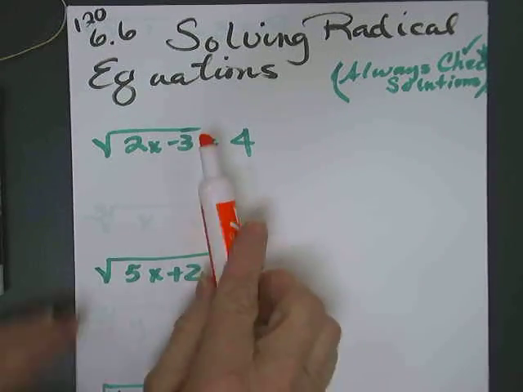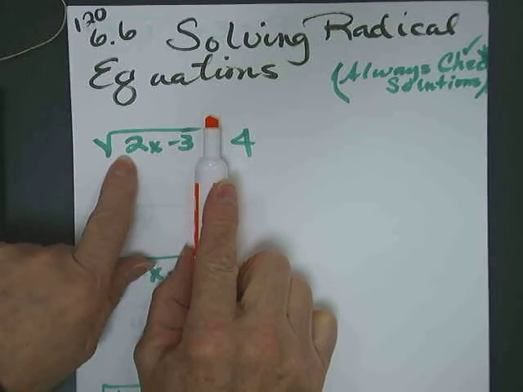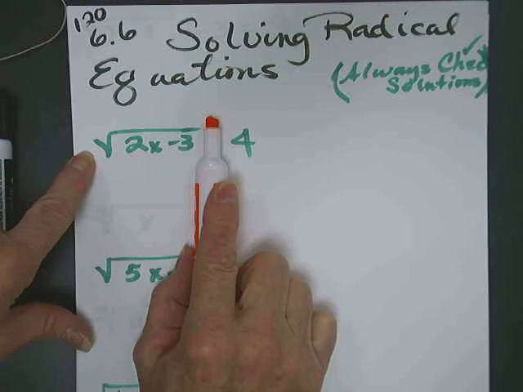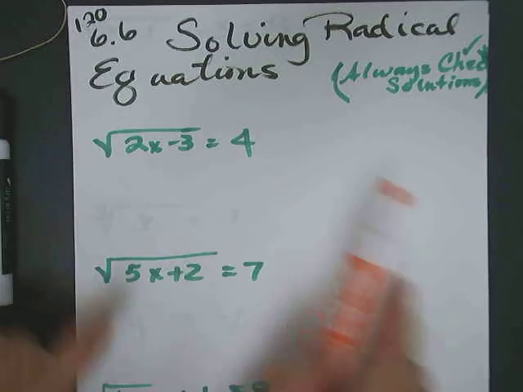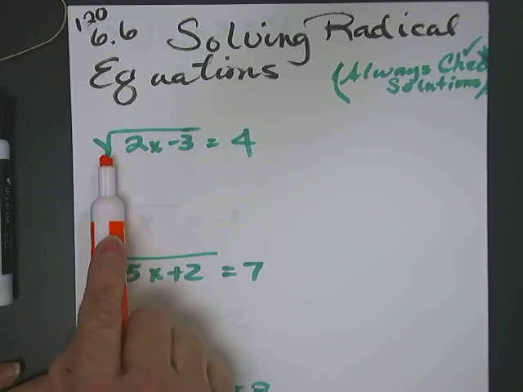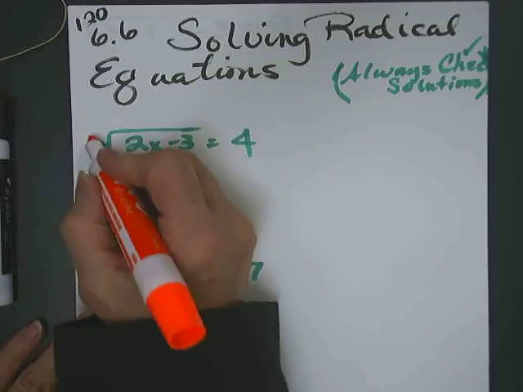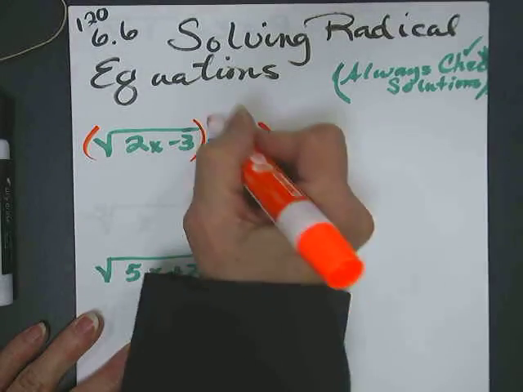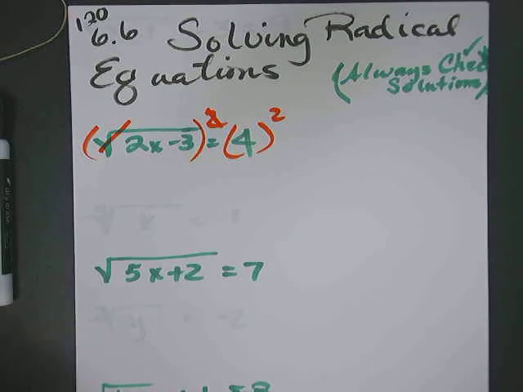First thing you got to do is make sure that the square root is by itself or just has a number in front of it. You can even square it as a number, that's okay. So once you have this, to undo a square root, you're going to square. So square both sides. This square gets rid of the square root.